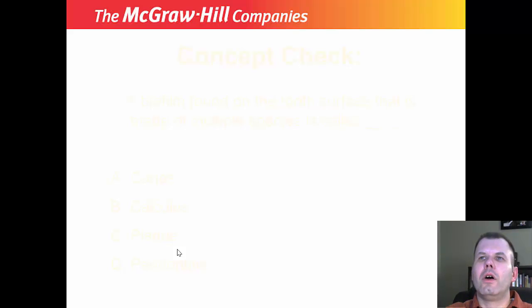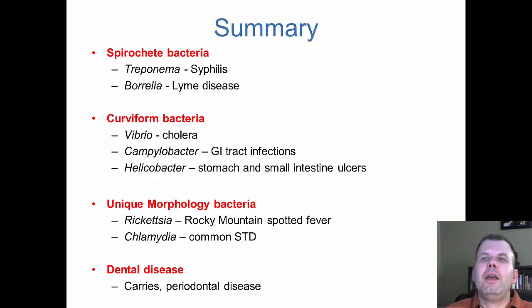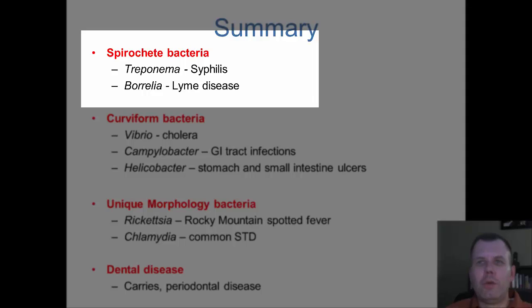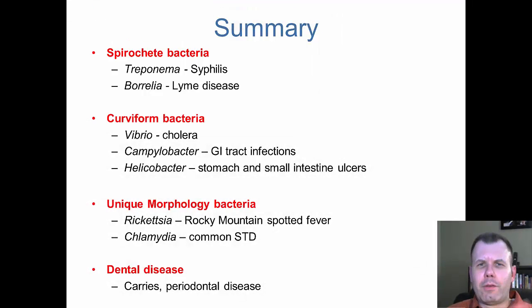Okay, so we made it to the end. To summarize, we looked at the spirochete bacteria. This included the Treponema, which was the syphilis, and the Borrelia burgdorferi, which was the Lyme disease. Those are the two that I want you to know out of the spirochetes, syphilis and Lyme disease, and just knowing some basic facts about them. You don't have to know all the signs and symptoms, but just some basic ideas.